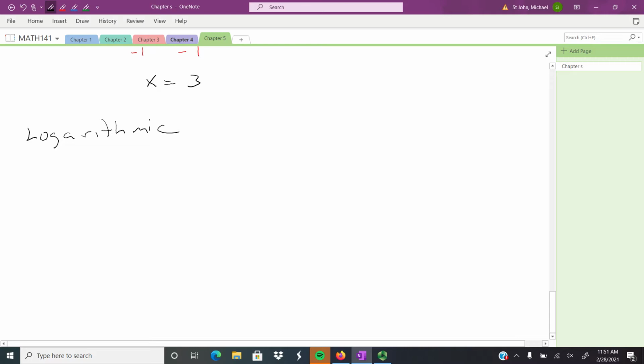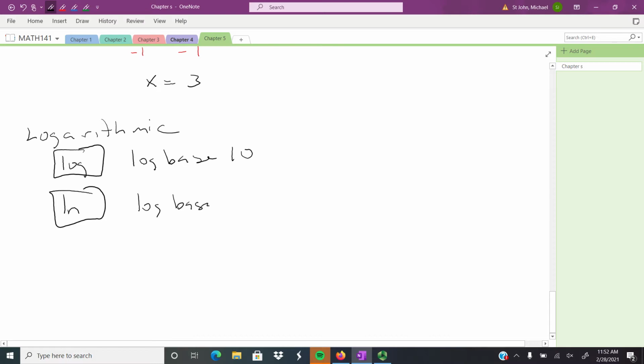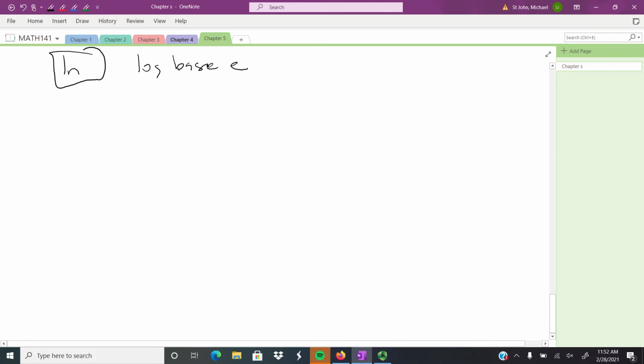And in terms of logarithm, you have 2 buttons on your calculator. You have a log button, which is log base 10. And then you have an ln button, which is log base e. Right?